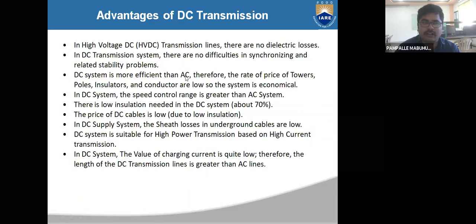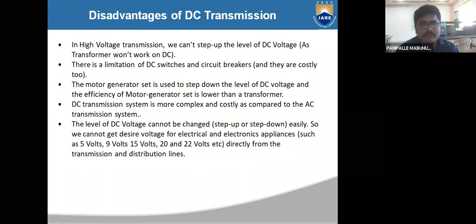Okay, so there are a lot of advantages for the DC transmission system. Suppose we observe the disadvantages of the DC transmission system. Here, we cannot step up the level of DC voltage by using a transformer. In case of AC, you will use transformers and step up the voltage levels. But if you want to step up the voltage levels for DC, you cannot use a transformer.